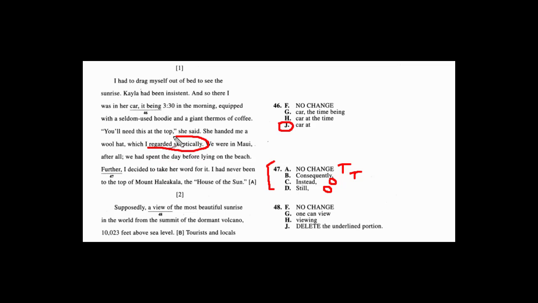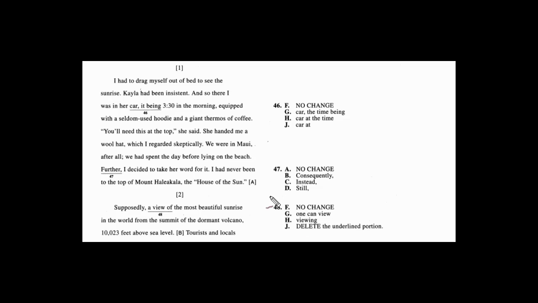I regarded skeptically, okay, and then down over here I took her word for it. Okay, when you're skeptical but you take her word, that's going to be opposite. So answer choice A and B can both be crossed out. Okay, instead or still sounds a little bit better. D.